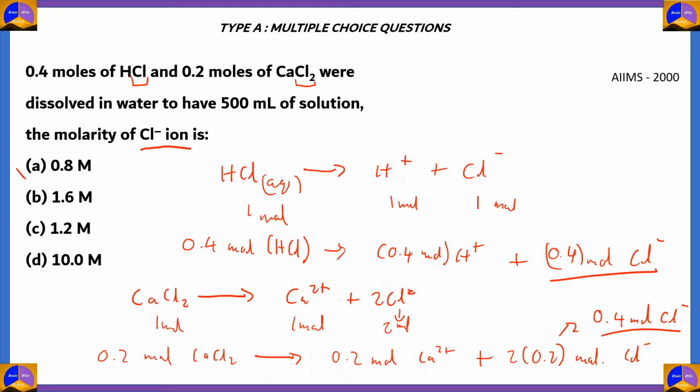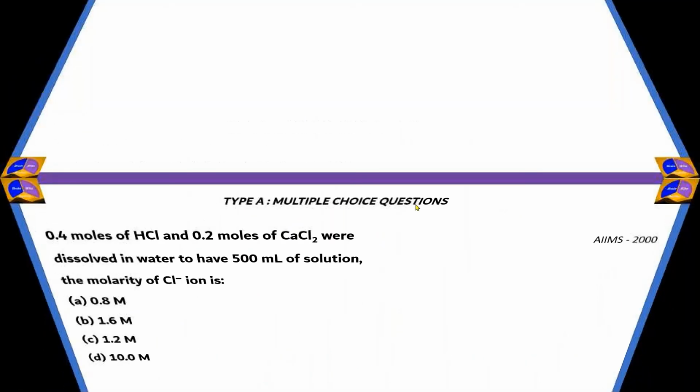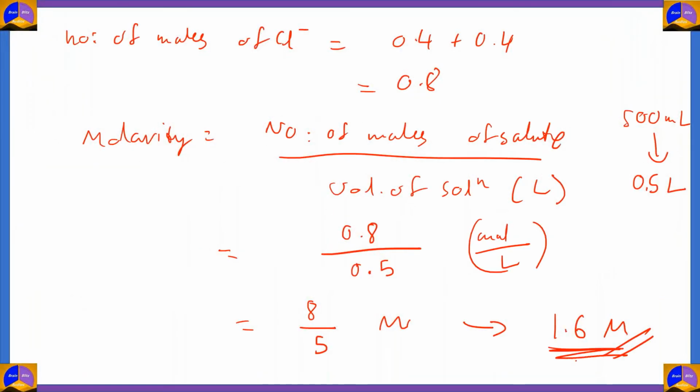So the right answer is option A, no, that's not the right answer. The right answer is 1.6. So when we look at our options, we find that option B is the right answer, 1.6 molar.